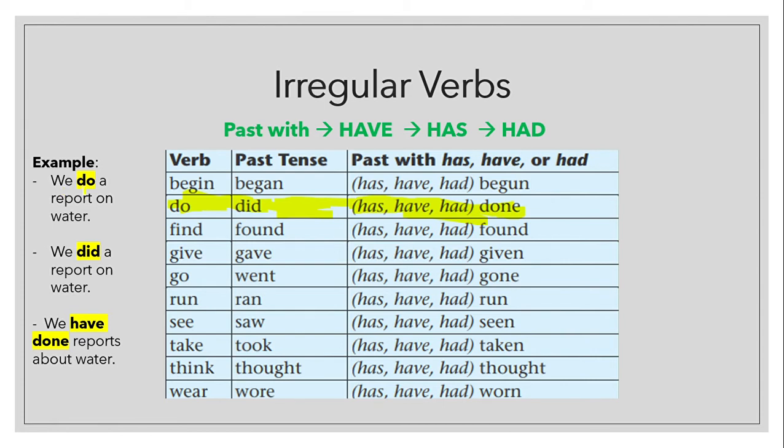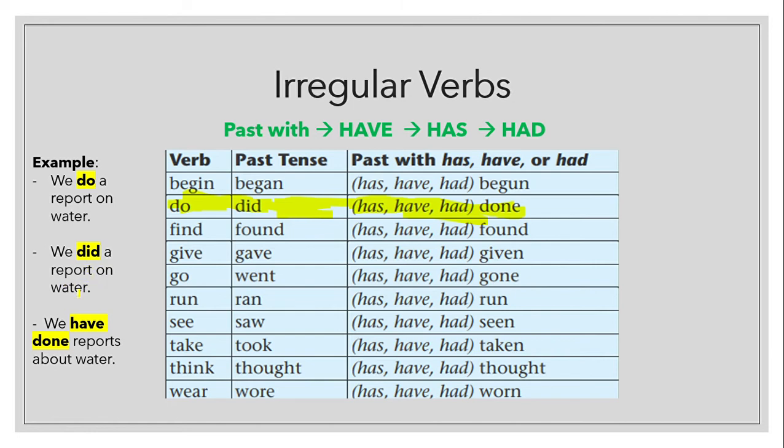We do a report on water. Okay, we do. Now I want the past of do. It's did. We did a report on water. So I changed the do, the word do, to its past form. It became did. We did a report on water.